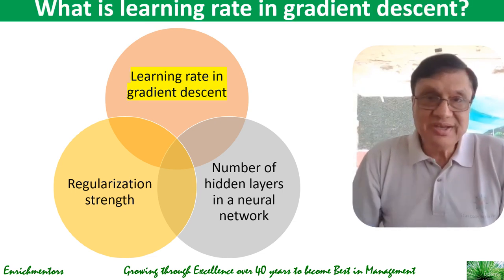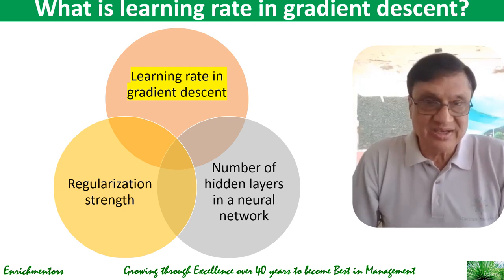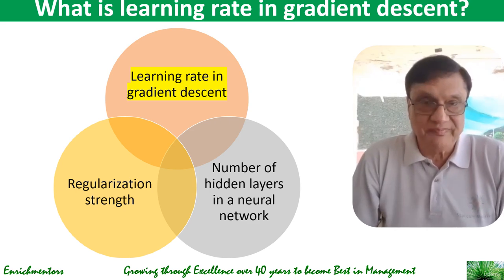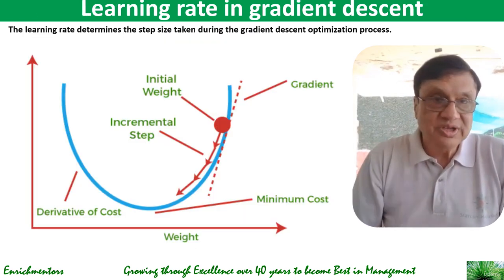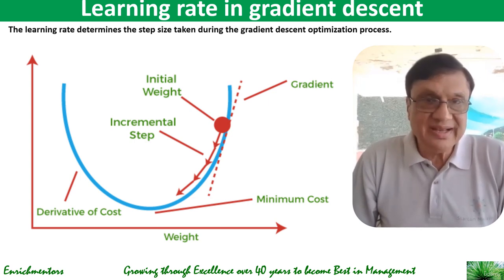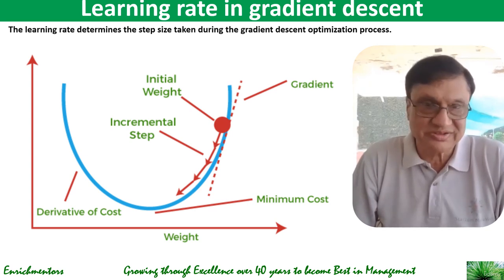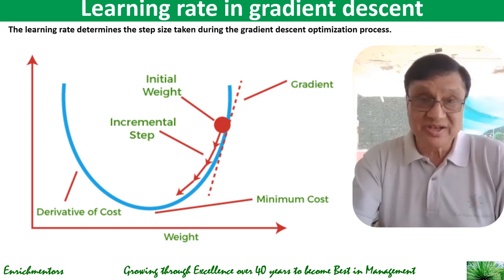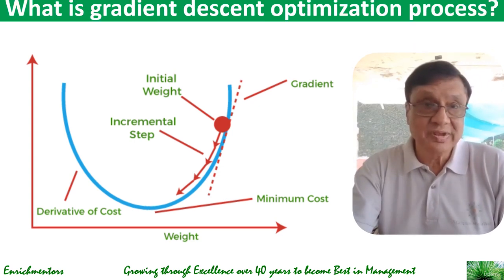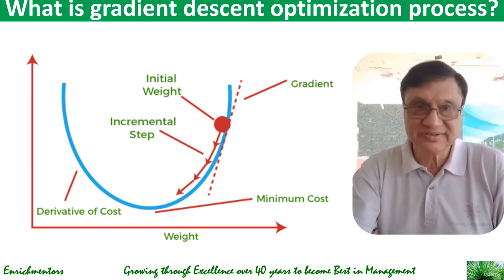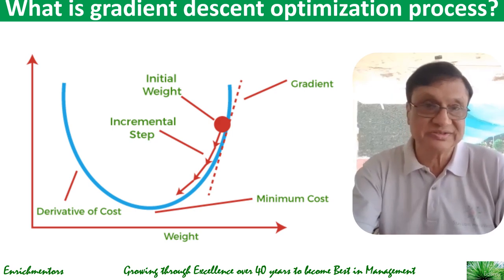So, what is the learning rate in gradient descent? What exactly is this? Any thoughts? Anything that you know? So the learning rate is the rate that determines the step size taken during the gradient descent optimization process of the model learning, right? So that's a great detail. But then, what exactly is the gradient descent optimization process? Let's take a look at that and understand it.